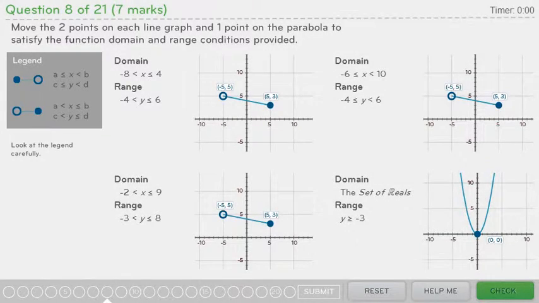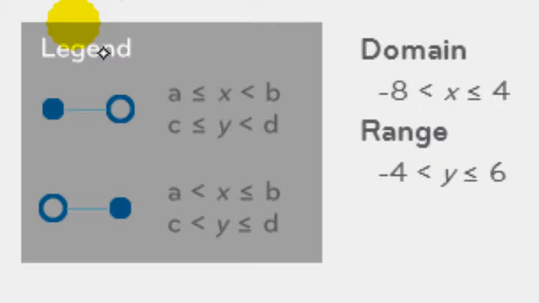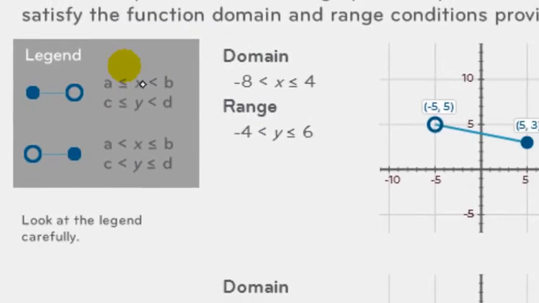In this question, we need to move the points on each of the four graphs and match them with their appropriate domain and range. If we start by taking a look at the legend over here on the left-hand side, you'll notice that we use an open circle when we want to exclude a point, and we use a closed or filled-in circle when we want to include a point. So we'll use that information as we move forward.